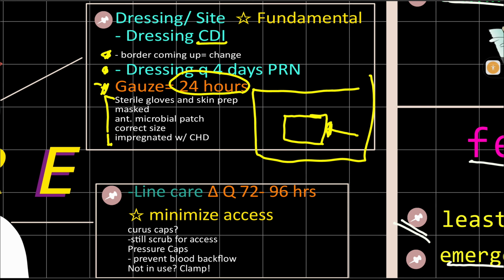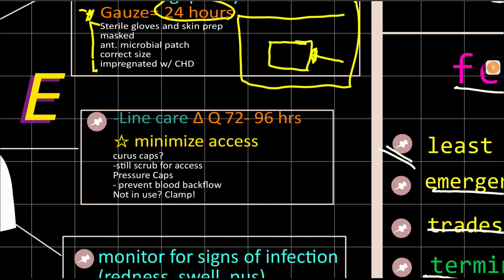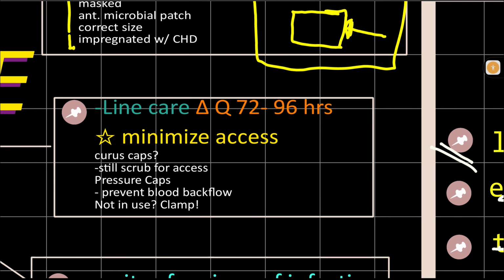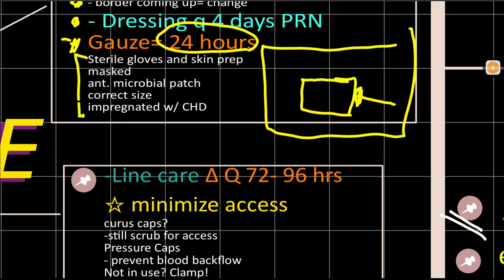Kapag nanggigitata na yung dressing, palitan nyo na yan. Normally, sa SOP namin, nilalagyan pa namin ng tagging: date of change, the type of central line, due date kung kailan mo siya ipapalitan ulit, tapos date of insertion, something like that.